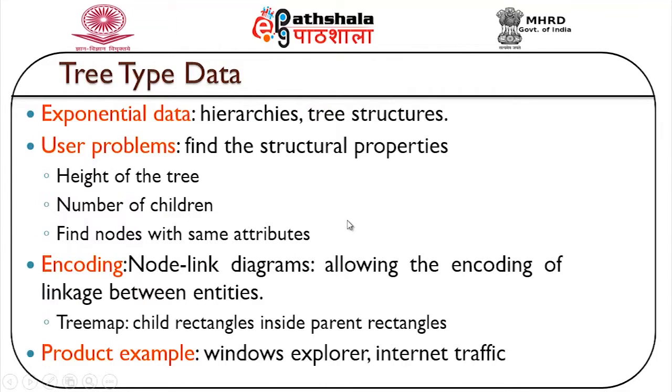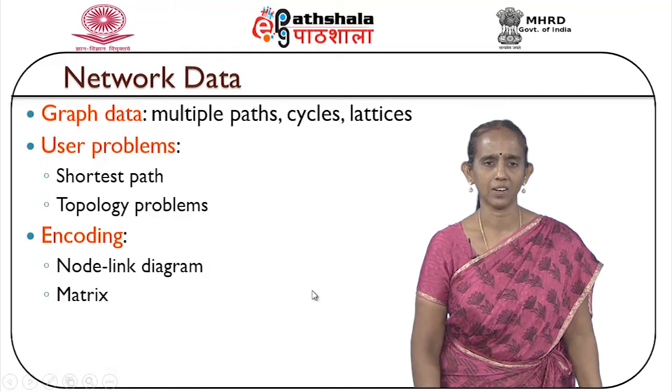Next, we have the tree type data, where we come across exponential data type. Such examples are hierarchies and tree structures. User problems associated with these tree type data sets are finding the structural properties, finding the height of the tree, finding the number of children, and finding the nodes which have the same attributes. Some of the encoding principles associated with tree type data are node link diagrams, allowing the encoding of linkage between the entities, and tree maps where child rectangles are present inside the parent rectangles. Product examples are Windows Explorer and internet traffic.